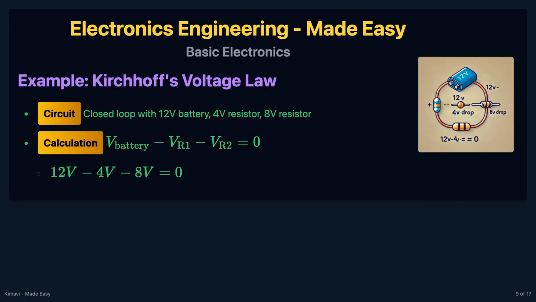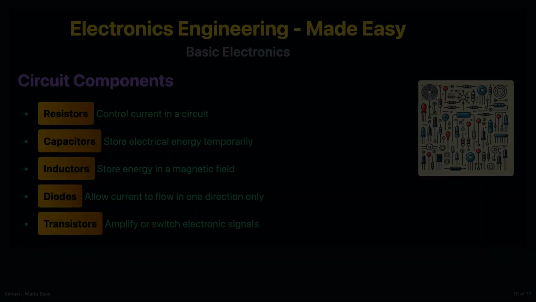Consider a closed loop with 3 components: a battery of 12 volts, a resistor with a voltage drop of 4 volts, and another resistor with a voltage drop of 8 volts. According to Kirchhoff's voltage law, the voltage of the battery minus the voltage drop across the first resistor minus the voltage drop across the second resistor equals 0. So 12 volts minus 4 volts minus 8 volts equals 0. Therefore, the sum of the voltages around the loop is 0, satisfying Kirchhoff's voltage law.